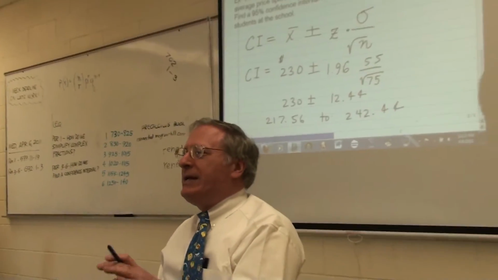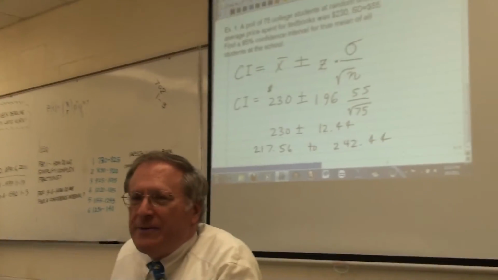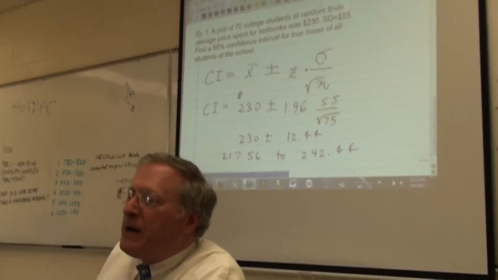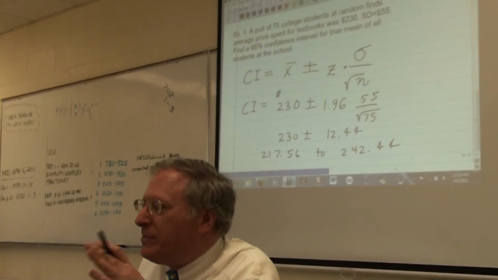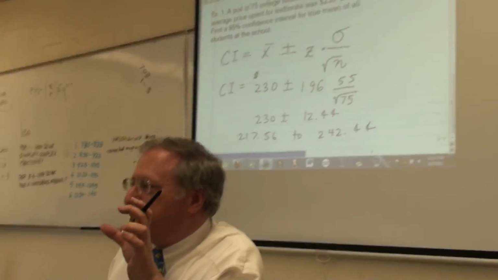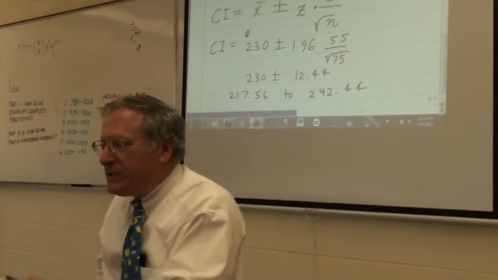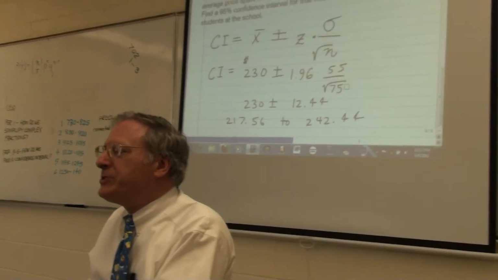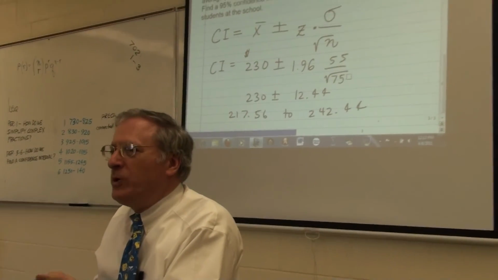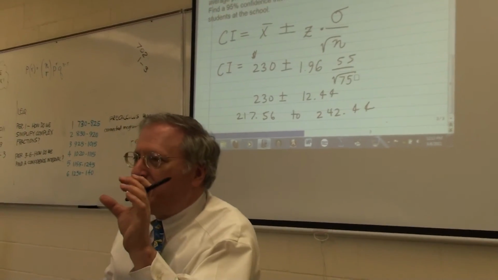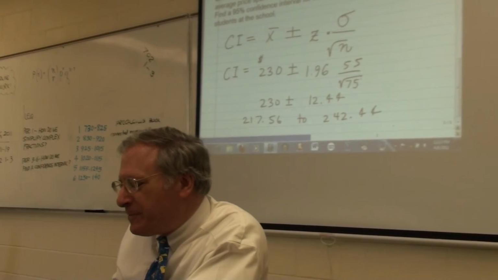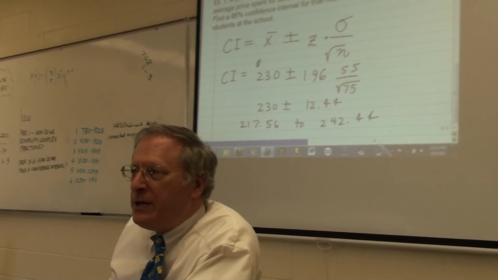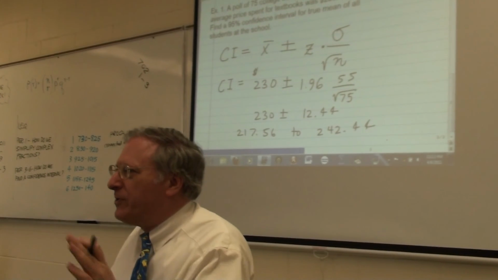So the better way to say it is, we're 95% confident. If this experiment were done many times, 95% of the time we'd be right. In other words, if this calculation were done in a similar situation many times, we'd be correct 95% of the time. But you can't technically say there's a 95% chance the true mean for the entire school is in that range. Do folks know what I'm saying?